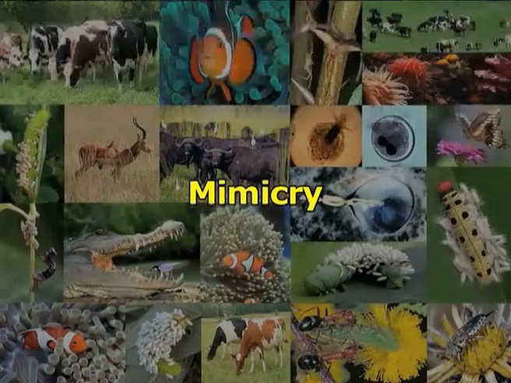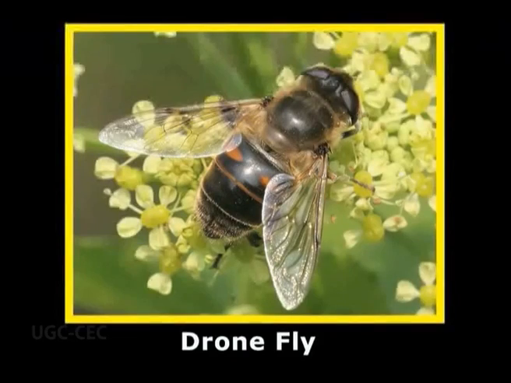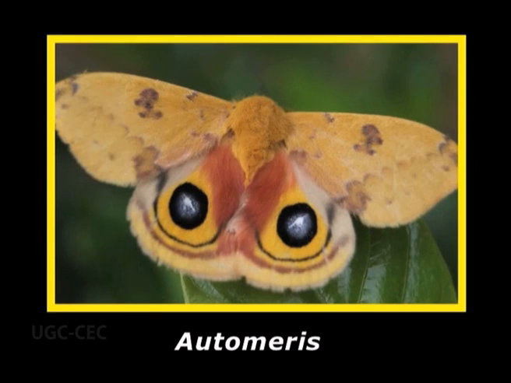Mimicry. It is a phenomenon where an organism has a similar appearance to another organism of some other species, which gives it an advantage for its survival. For example, the drone fly resembles a bee yet is completely harmless as it cannot sting at all. Another example of mimicry is the Automeris io moth, which has markings on its wings which resemble an owl's eye.